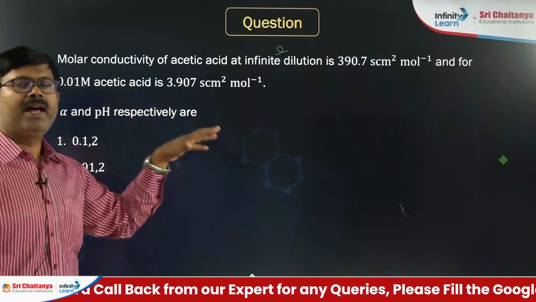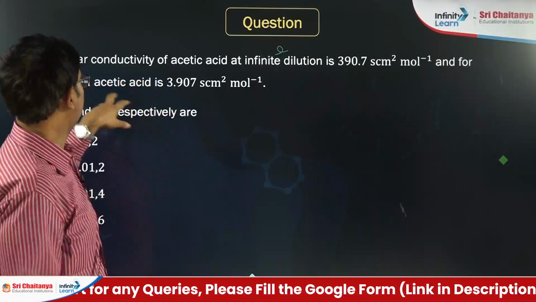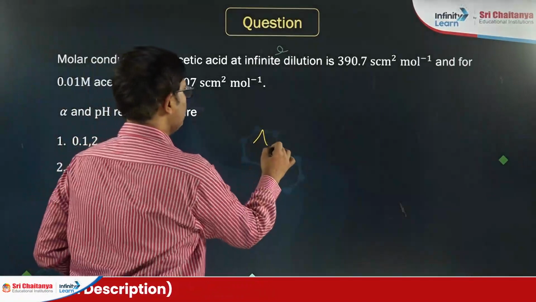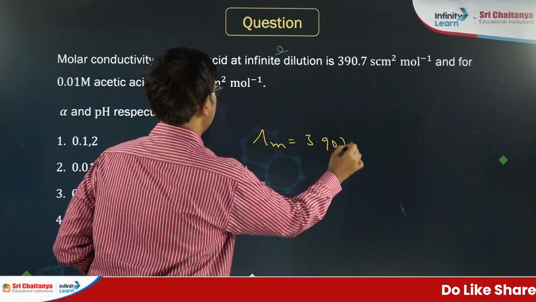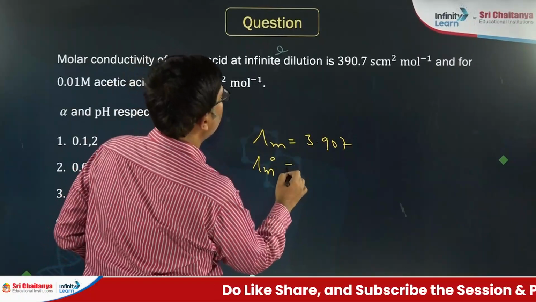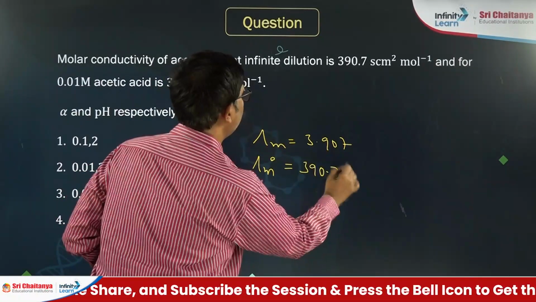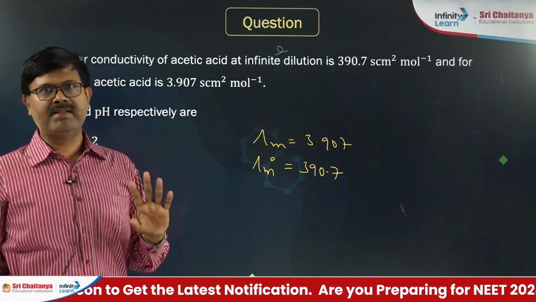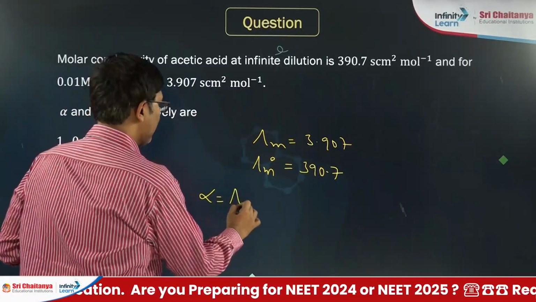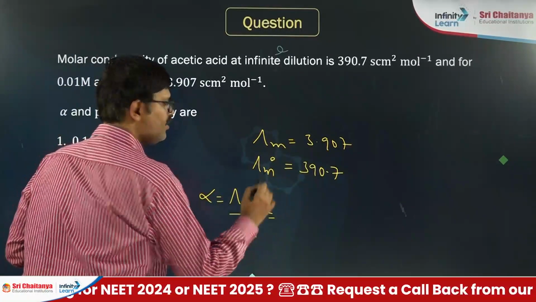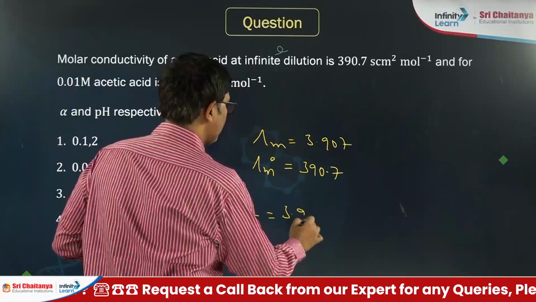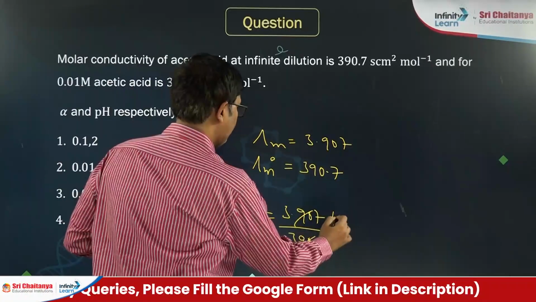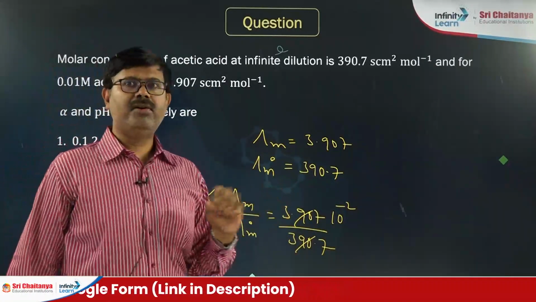Next, molar conductivity of acetic acid at infinite dilution, lambda m naught, is given as 390.7, and for 0.01 molarity acetic acid, lambda m is given as 3.907. And what are they asking? They are asking alpha, the degree of dissociation, and the pH of this acid. Now we know that alpha is equal to lambda m by lambda m naught. In the beginning slides only we have seen this formula. So 3.907 by 390.7. If you see, this is 10 power minus 2. So that means 0.01 is the alpha.